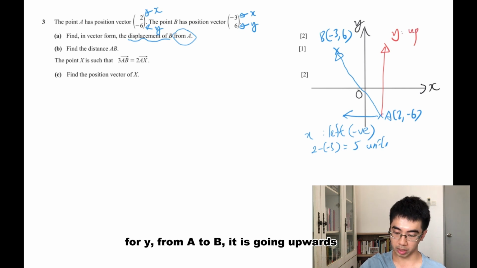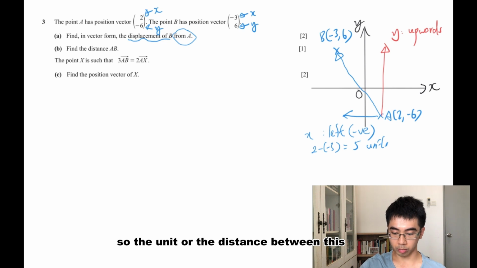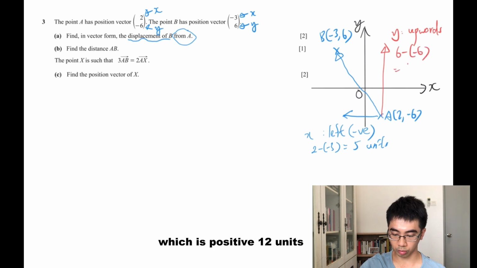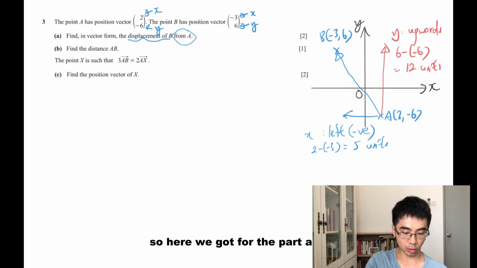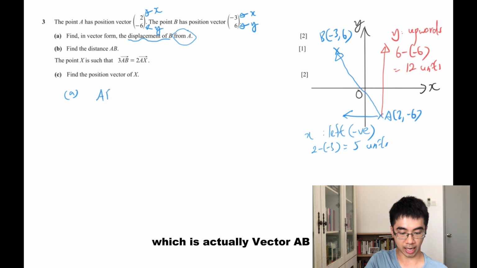From A to B is going upwards. So the unit should be the distance between these, 6 minus negative 6, which is positive 2 units. Right. So here for part A, the displacement of B from A is actually just the vector AB.